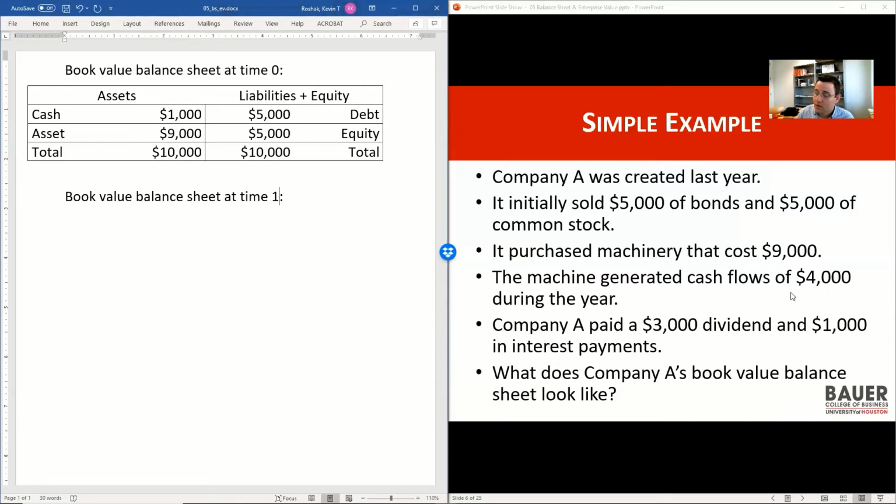Well, the machine is going to generate cash flows of $4,000. What does the company do with that $4,000? It pays a $3,000 dividend and $1,000 in interest. Okay, so it's completely paying out the cash flows. It generates $4,000 and then it pays $4,000 back to its investors.